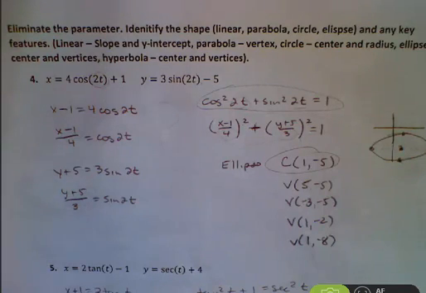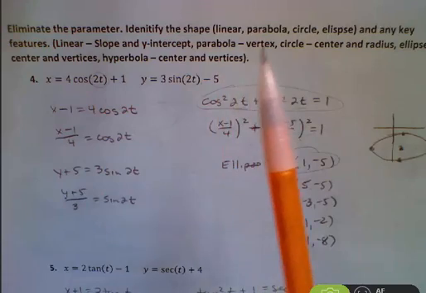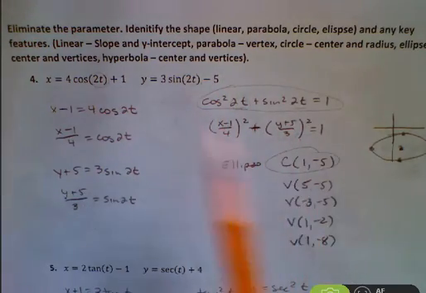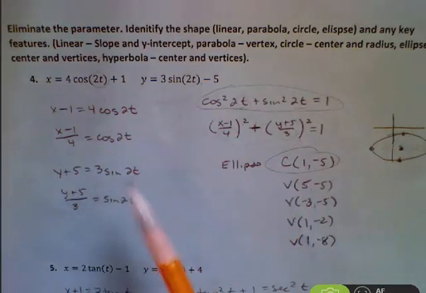Alright, so page 2 is all about eliminating the parameter. After you eliminate the parameter, the t-value, you also have to identify the shape. It's easiest probably to identify the shape once you get it into this form. So let's talk about the first one.